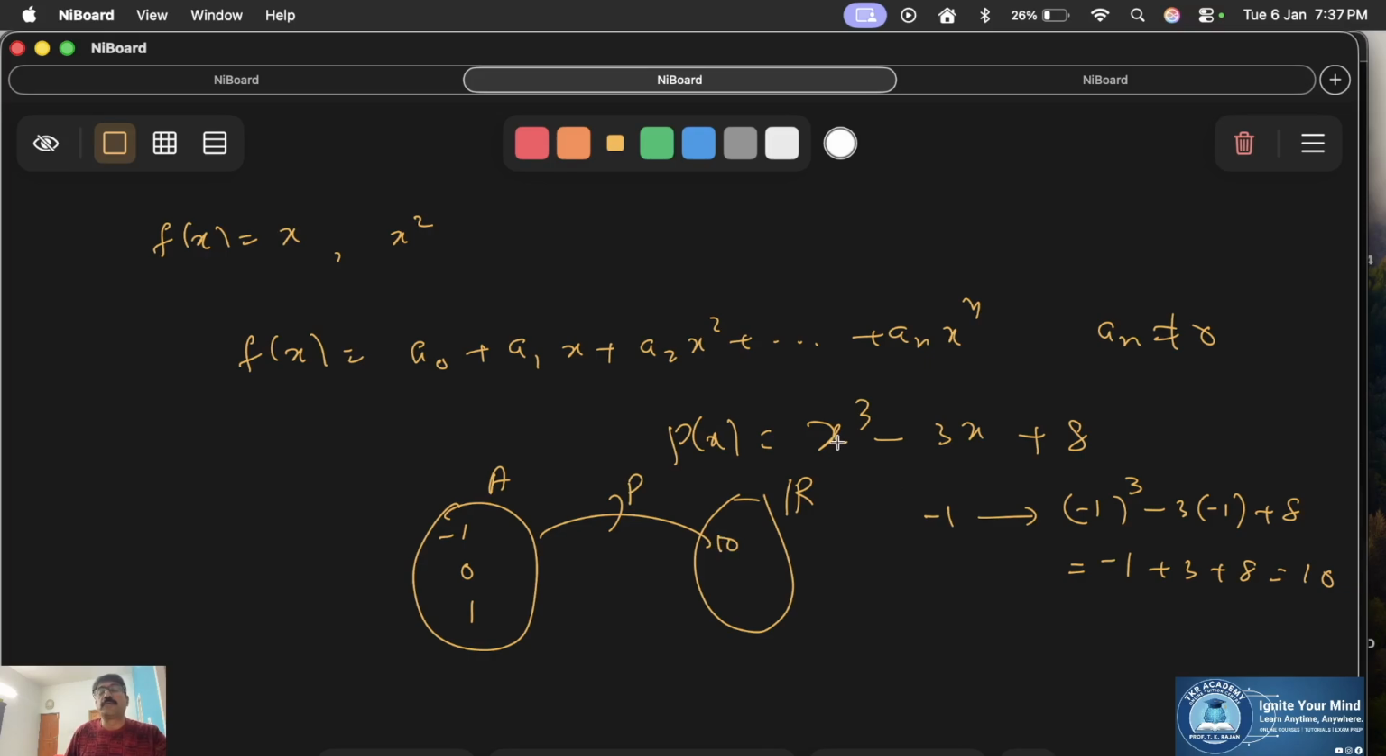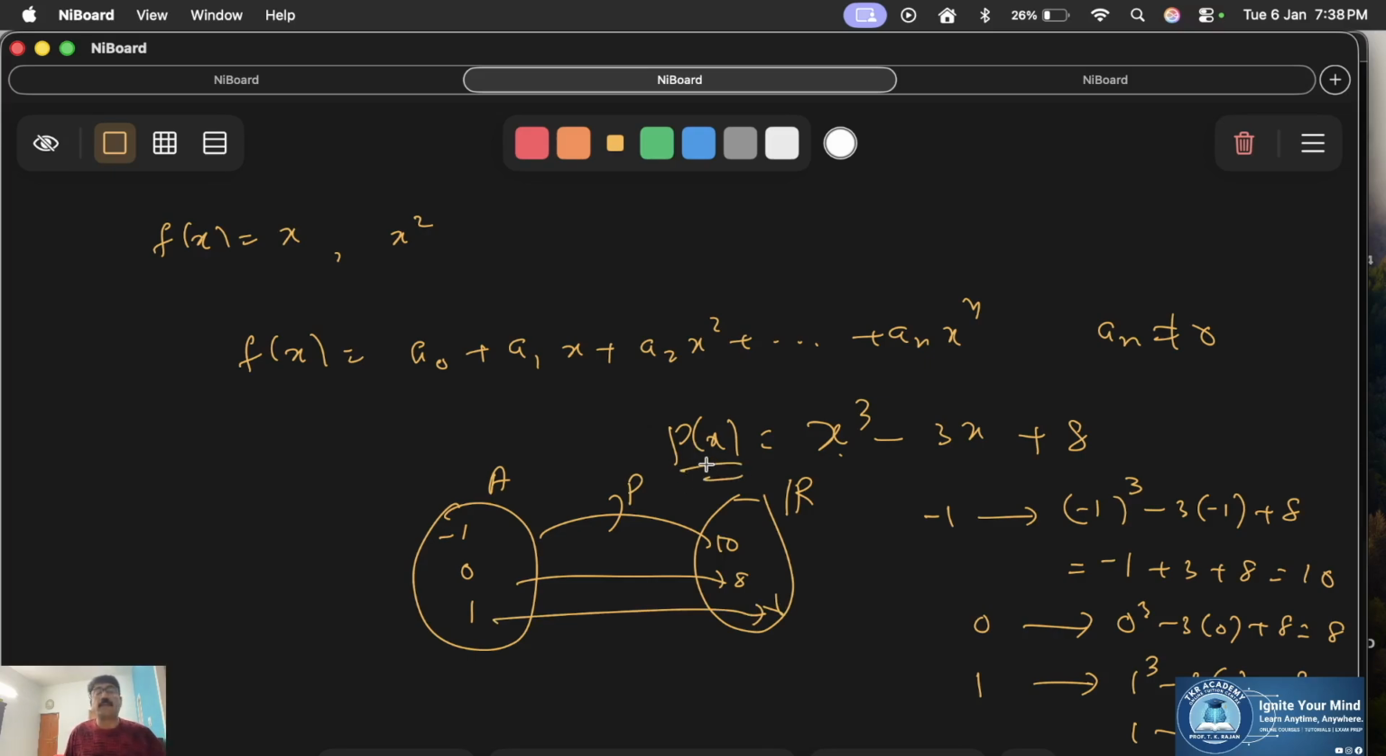Now, what about 0? Its image is 0³ - 3(0) + 8. So 0 is taken to 8. And 1 is taken to 1³ - 3(1) + 8, which is 1 - 3 + 8, that is 9 - 3, equal to 6. So 1 is taken to 6. Under this function, we can compute the polynomial values p(x) by assigning the values x from the domain of the function.